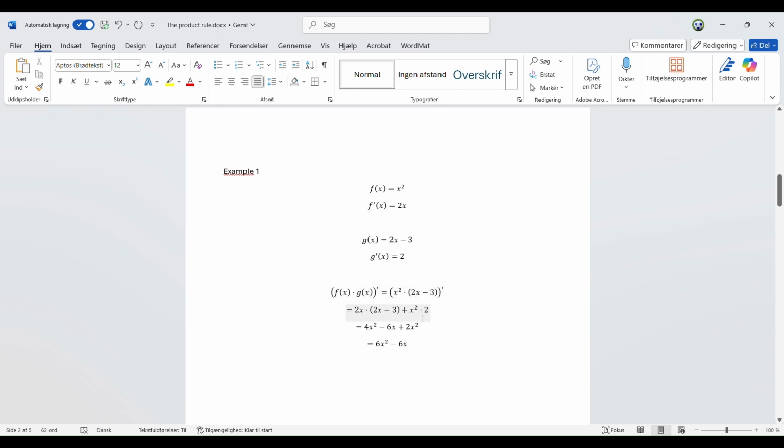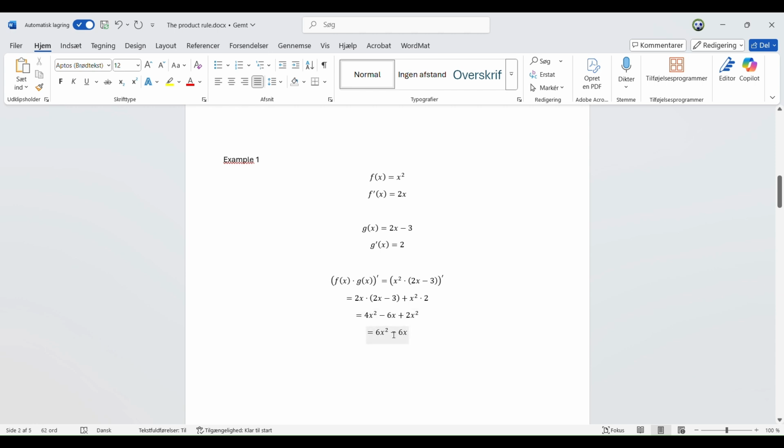And if we expand this one, 2 times x times 2 times x yields us 4x squared. 2 times x multiplied by minus 3 yields us minus 6x, and plus 2 times x squared, that's down here. And all in all, if we reduce this expression a little bit, we get 6x squared minus 6x. So that's our first order derivative of the product of these two functions.